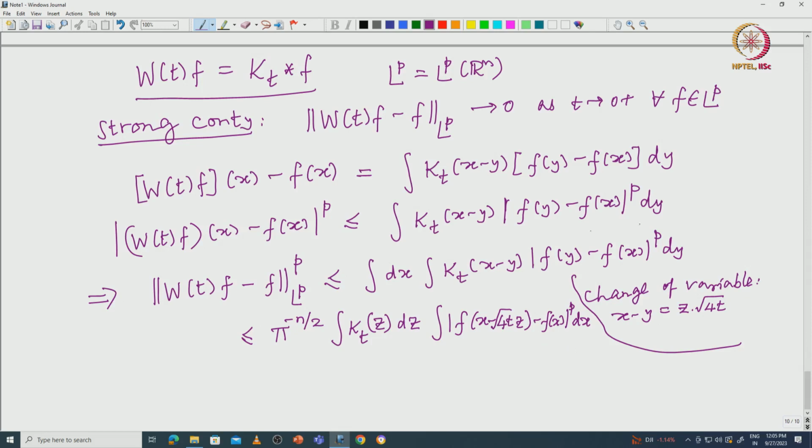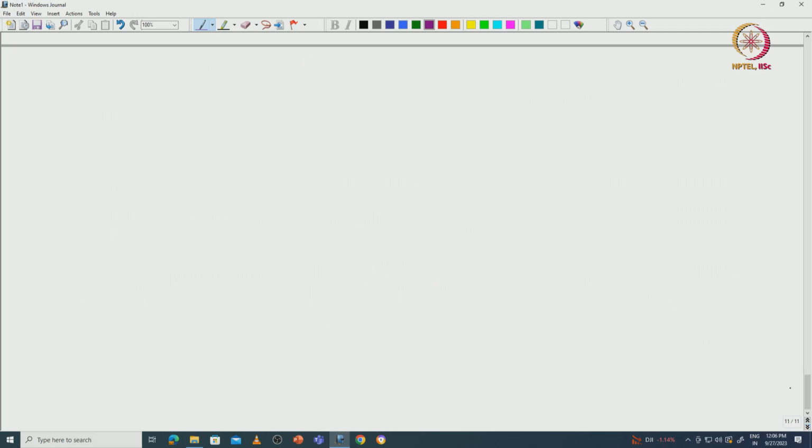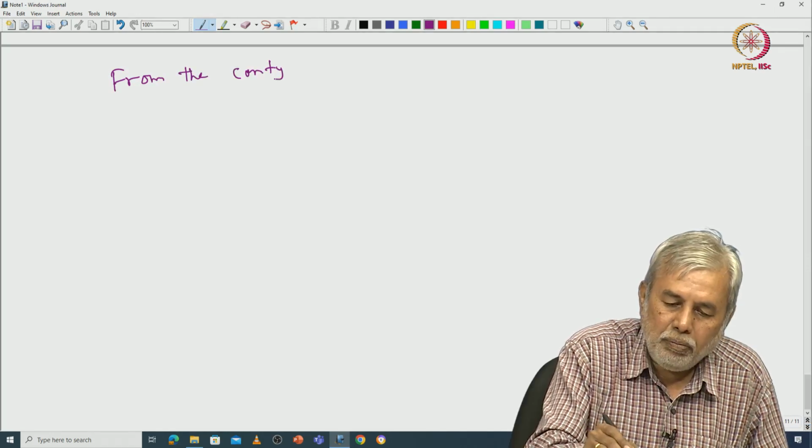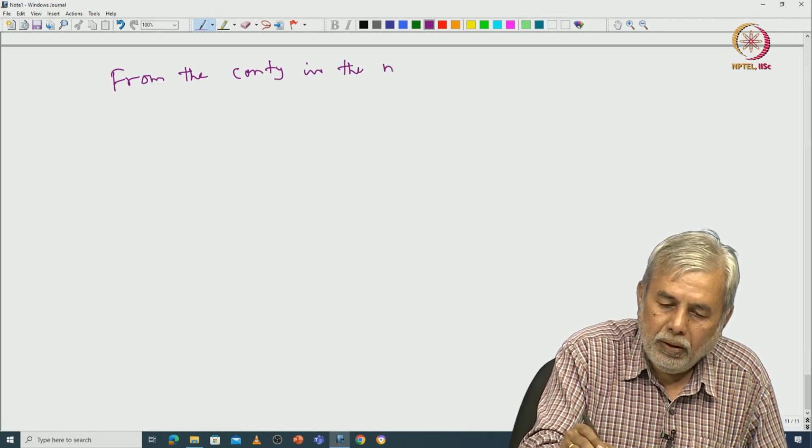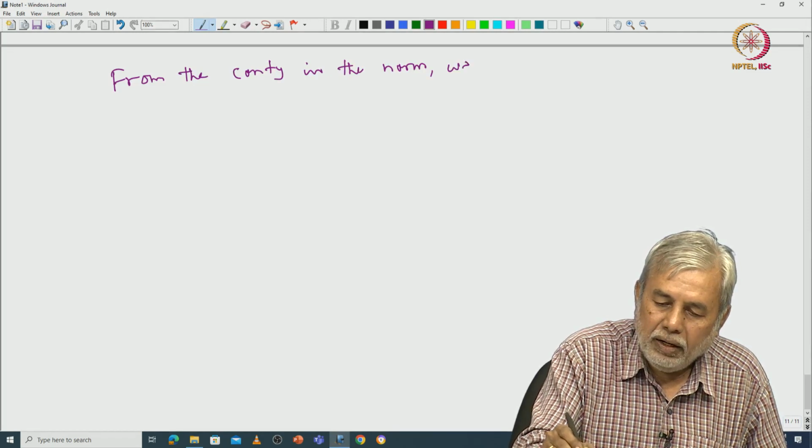Normally, in many textbooks, they are correct in some way, but not fully correct. So, now you use the continuity in the norm of L^p. As t tends to 0, this goes to 0. But there is some catch here, so let me make that clear, and why you have to do a little more.